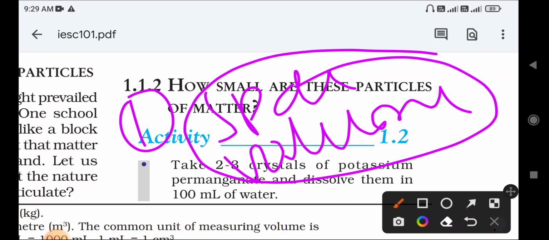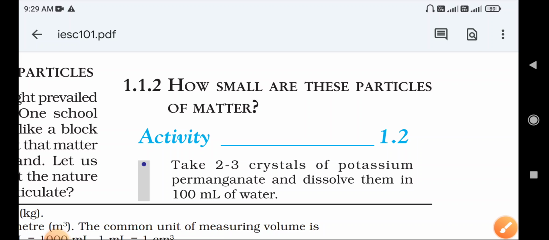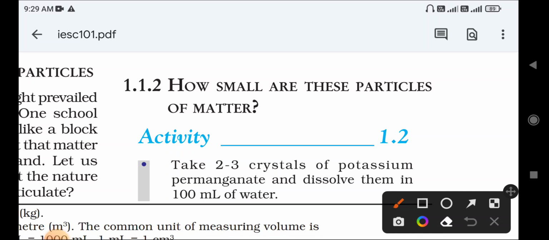Next we will study the exact size of the particles of matter. For that we have one activity, which will help us easily understand the size of the particles of matter. Take 2-3 crystals of potassium permanganate and dissolve them in 100 ml of water.